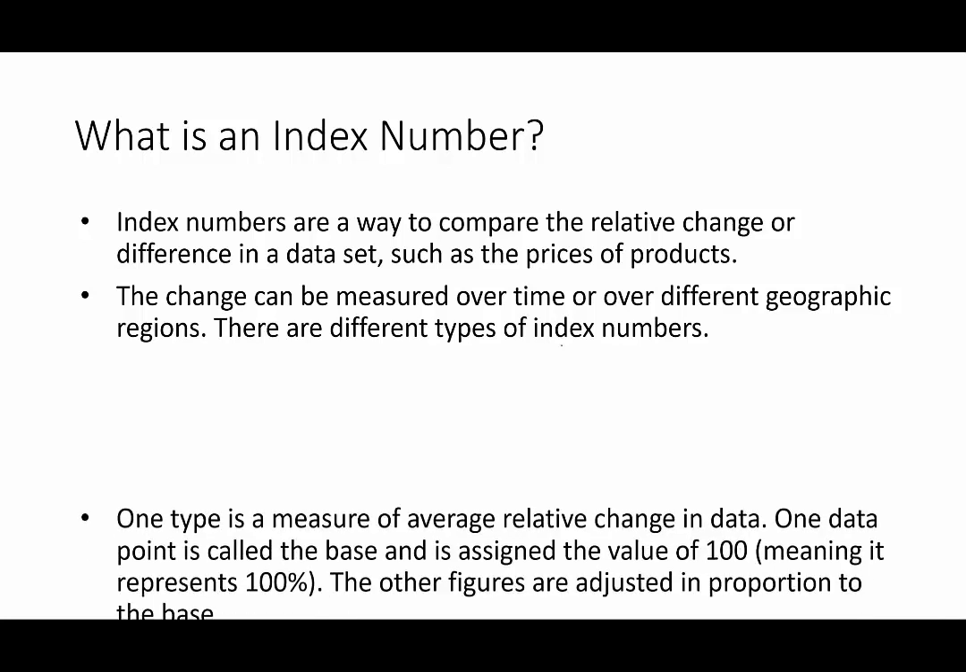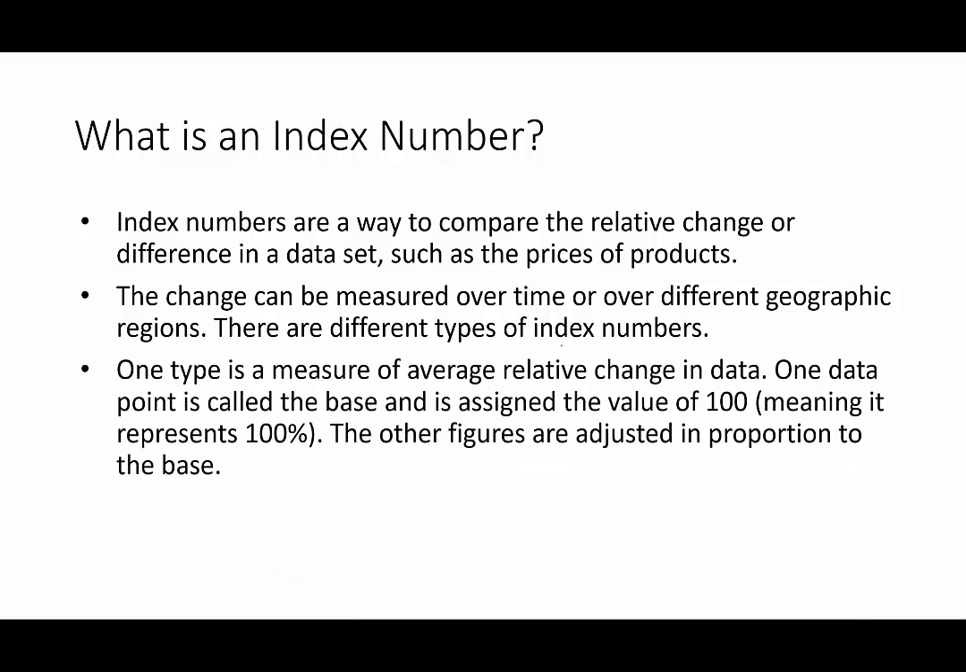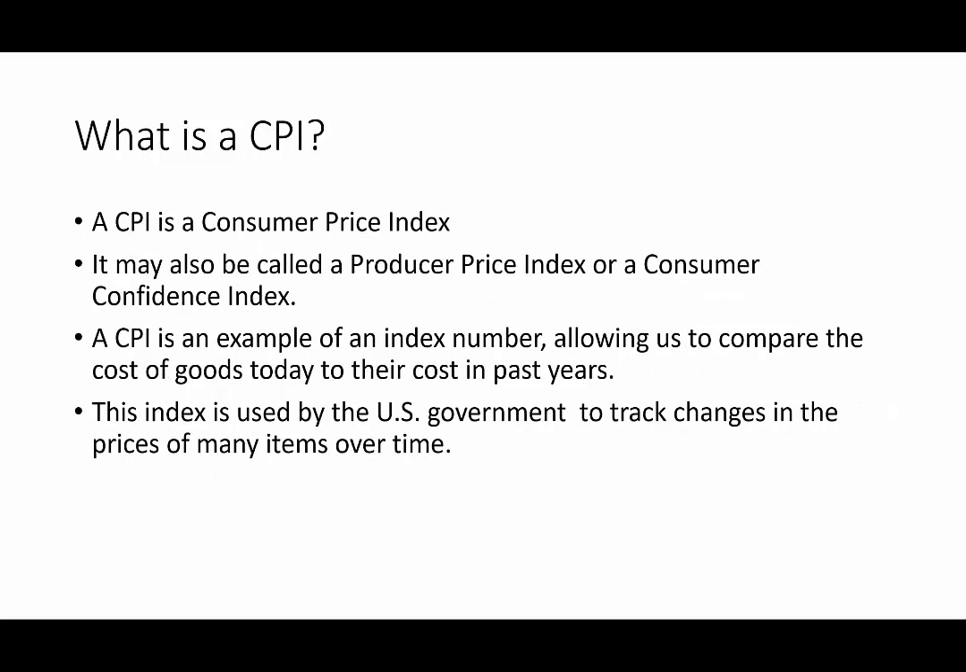There are different types of index numbers. One type is a measure of average relative change in data. One data point is called the base and is assigned the value of 100, meaning it represents 100%. The other figures are adjusted in proportion to the base.